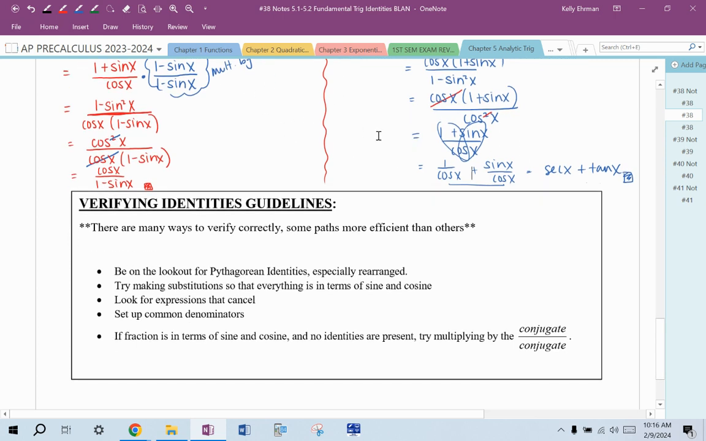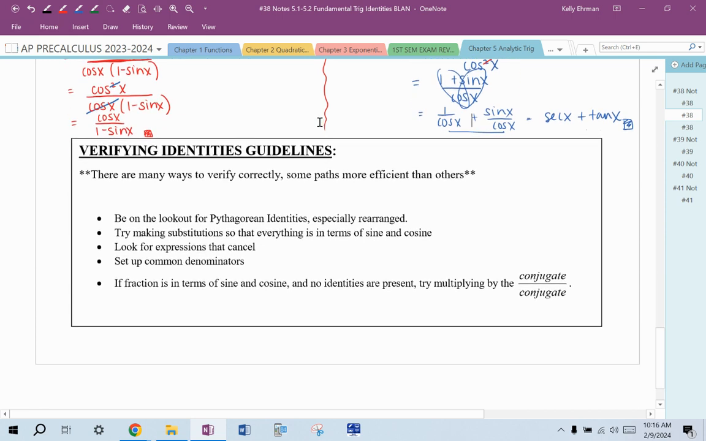Some ways are more efficient than others. So when you're doing homework, you might check my answer key and see that I did something in 4 steps and you did it in like 10 steps. So it's just a matter of practice and sort of remembering some of these tricks. We're going to see a lot of the same types of setups a lot. Be on the lookout for rearranged Pythagorean identities. Always look for those to begin with.